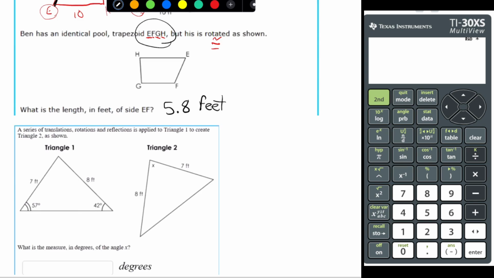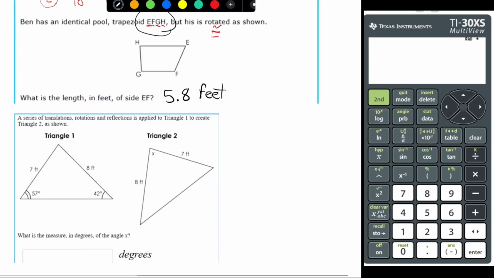A series of translations, rotations, and reflections is applied to triangle 1 to create triangle 2 as shown. What is the measure in degrees of the angle X? So here's something you have to remember about this. Triangles have an internal sum of 180 degrees. So our first step is we need to figure out what this angle is, even though that's not X. To do that, we add 57 and 42.